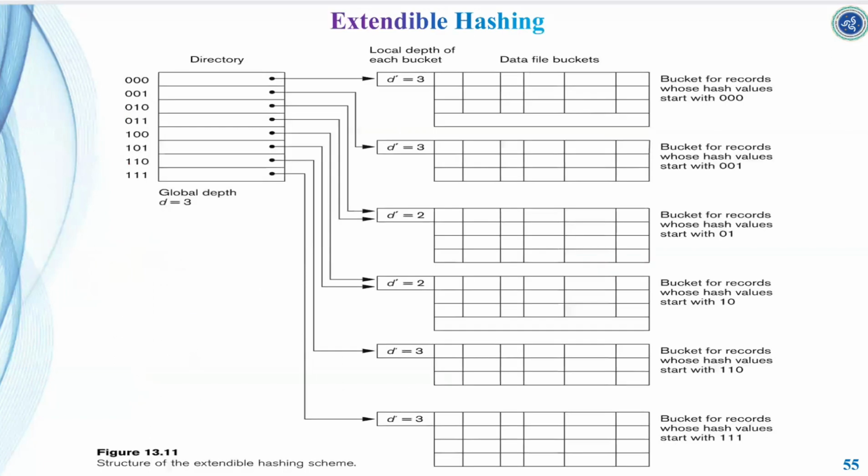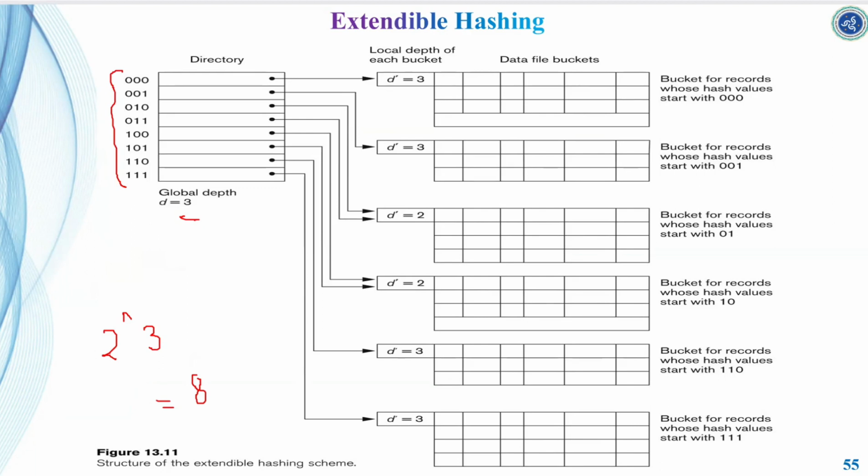Okay. Now we can see how the extendable hashing structure will look when the global depth is 3. When it is 3, 2 raised to 3 is equal to 8. So the number of directory pointers, the number of directories, will be 8. Since we are using the binary representation, it will be given from 000 to 111. And we will have pointers pointing to each bucket.